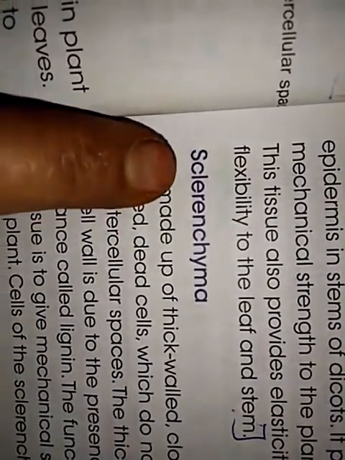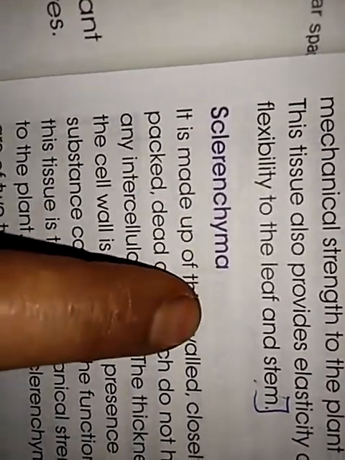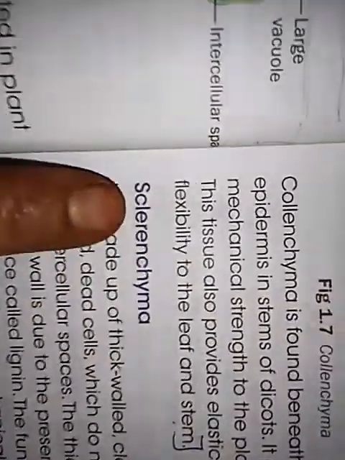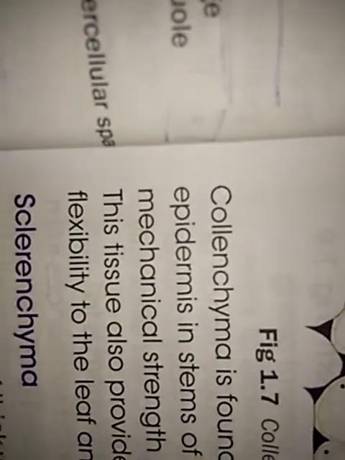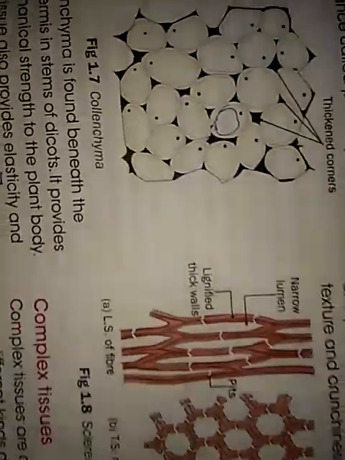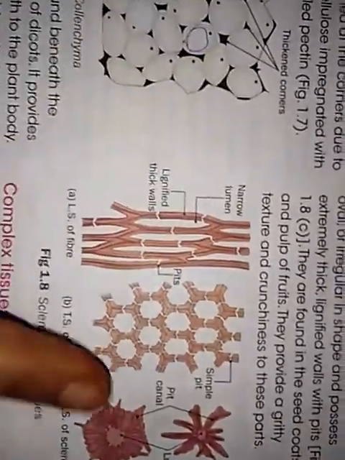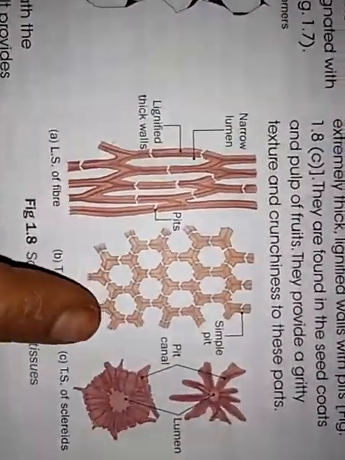In the previous class, we learned about parenchyma and collenchyma. Now, let's see about sclerenchyma. How do you read? Sclerenchyma. Sclerenchyma is a type of simple tissue.